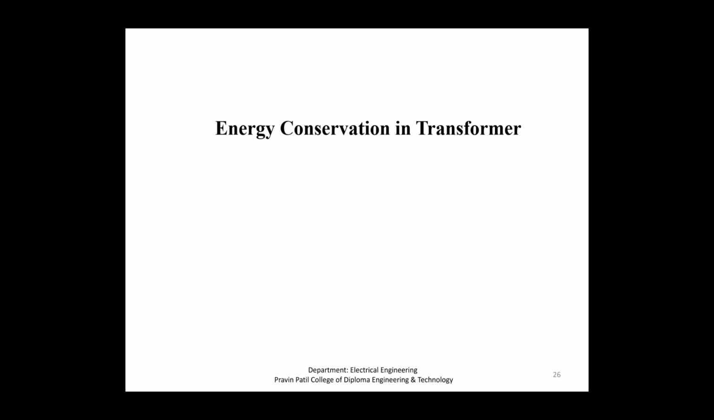Another definition of a transformer is a static device. Static means a stationary device which transfers electrical energy, electrical power, from one circuit to another circuit without changing the frequency but changes the amplitude of voltage and current. That is step up and step down.